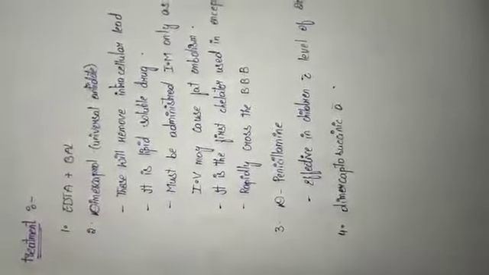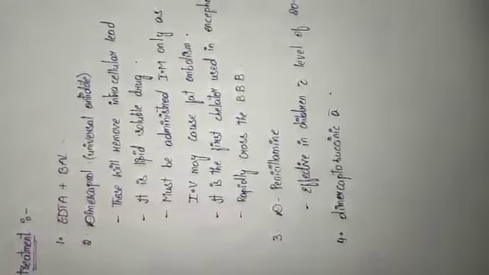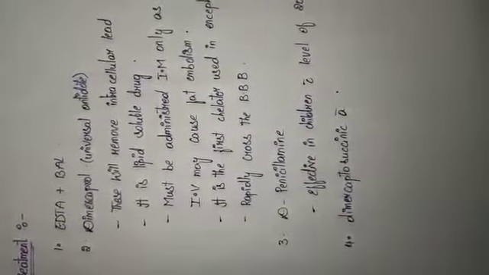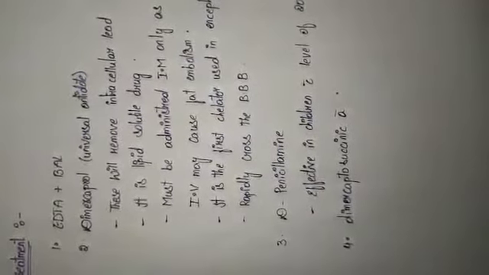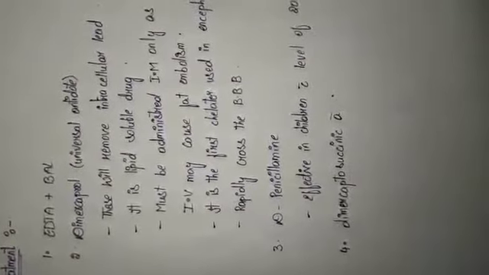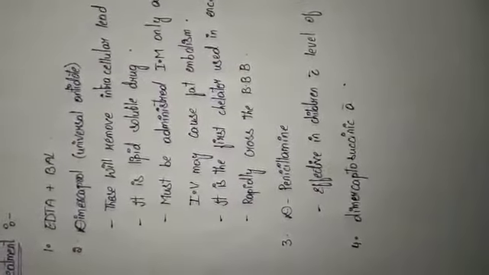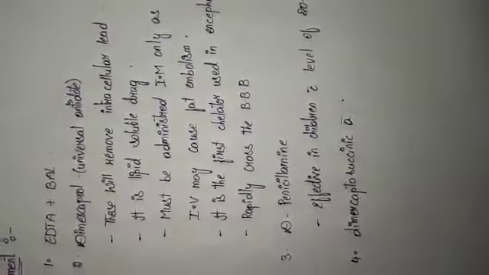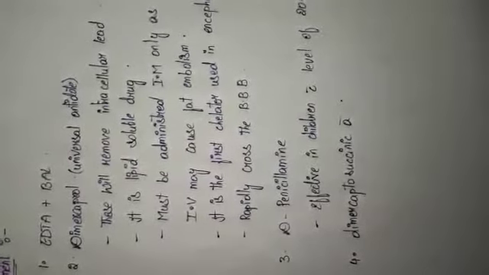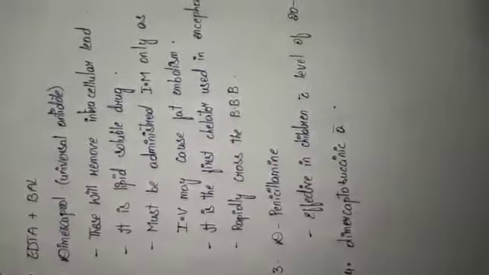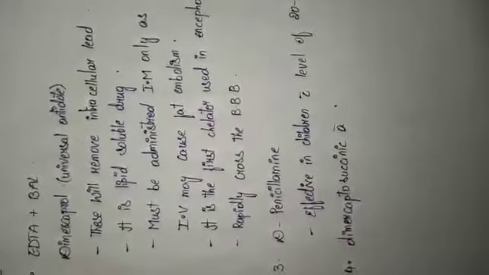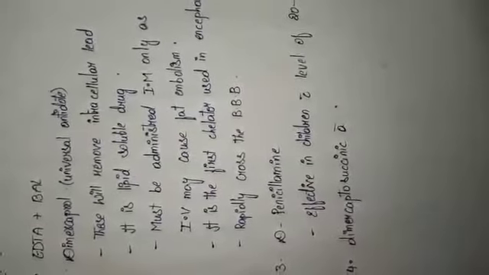Now coming to the treatment of chronic lead toxicity. First one is EDTA plus BAL. This EDTA will form a complex with the lead and thus lead is easily eliminated through our kidneys. Next one is dimercaprol, which is a universal antidote. This will remove the intracellular lead and it is a lipid soluble drug. We must administer this dimercaprol only through the intramuscular route.